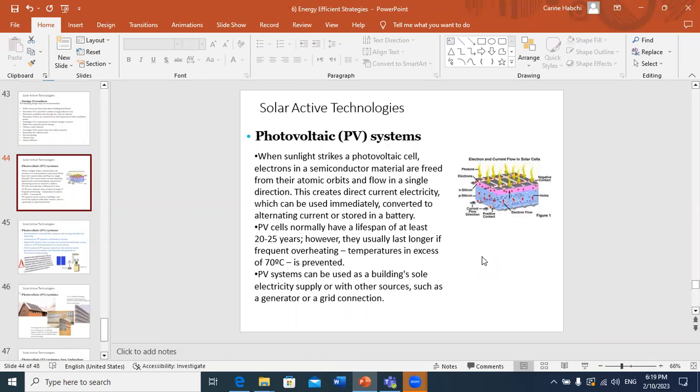PV systems can be used as a building's sole electricity supply or with other sources such as a generator or a grid connection. From here comes the importance of smart grids and how we can connect PV systems on a large scale to benefit from excess energy in case we have it. And in case we have a lack, we can have backup from the grid.